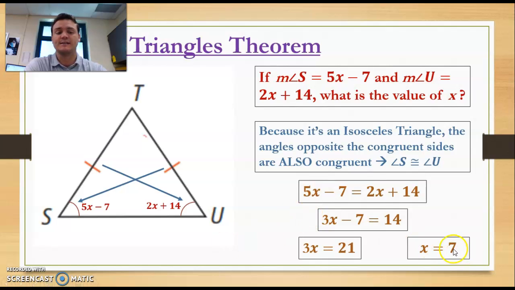If you wanted to take this a step further, again, you could plug our value of x into the equation. We would get 7 times 5 is 35, minus 7 is 28. So both of these angles should have an angle measure of 28 degrees.